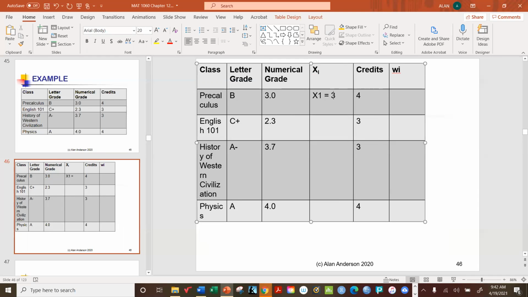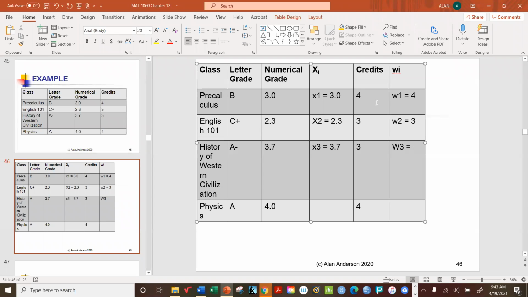X1 will be 3. W1 will be 4. X2 will be 2.3. W2 will be 3 for 3 credits. X3 is 3.7, and W3. Okay. See, the thing is, it has a mind of its own.